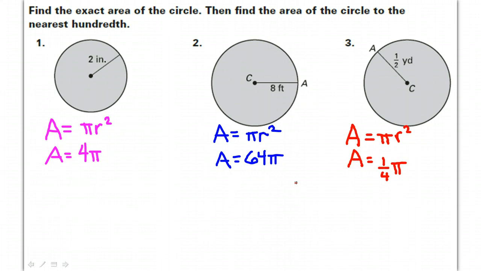Okay, I'm assuming everybody got the first three problems right. 4 pi, 64 pi, and 1/4 pi. Of course, you could have written this 1/4 pi as pi over 4, and that would be the same thing. But don't put decimals. Whenever it says exact, do not put decimals. Leave pi in your answer when that will be exact. Any questions on 1, 2, 3?